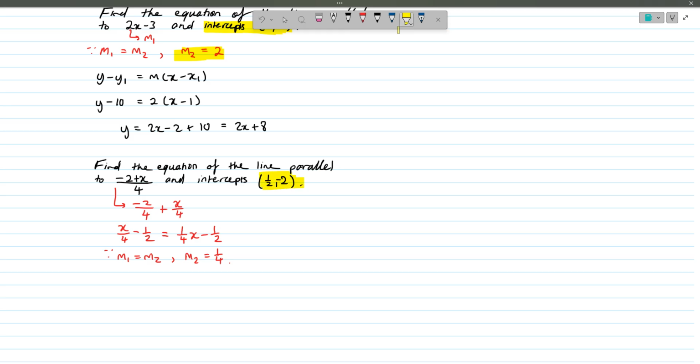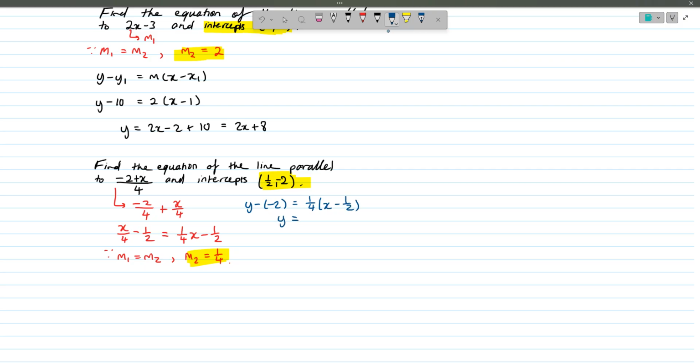So again, we have a point and a gradient, and we can just use the point gradient formula. So that's just going to be y minus negative 2 is equal to 1 over 4 times (x minus half).